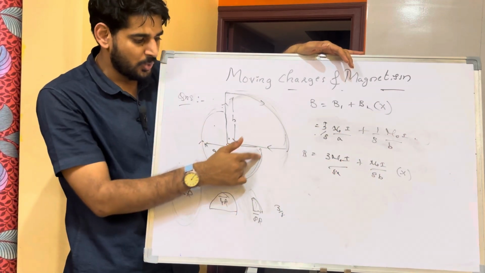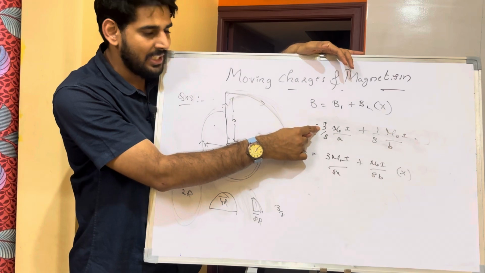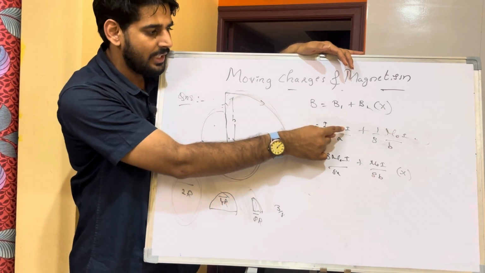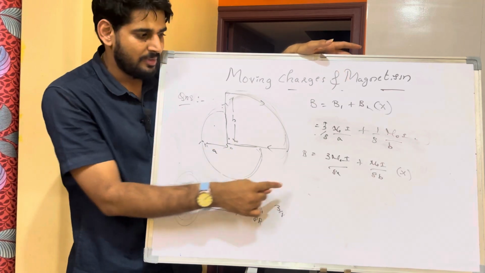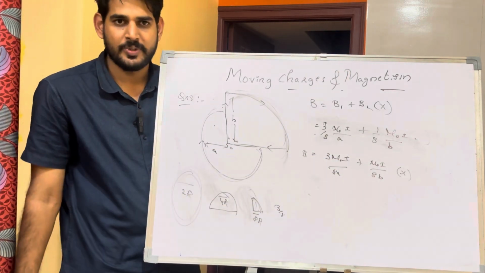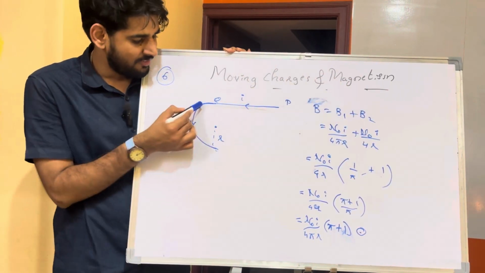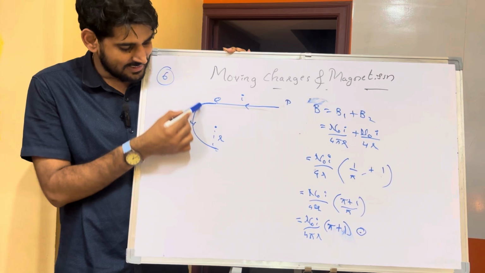And magnetic field due to the 3/4 arc: 3/4 is nothing but 3 quarters. So it will be 3 into 1 by 8, which is 3 by 8 into mu naught I by a. Therefore, net magnetic field at the center will be 3 mu naught I by 8a plus mu naught I by 8b inwards.